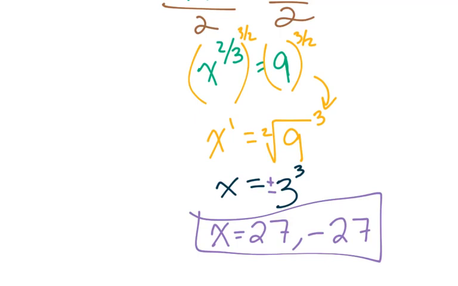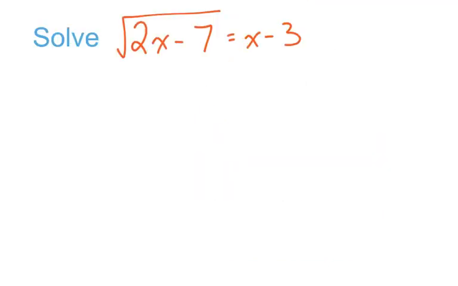which means we have two answers, positive 27 or negative 27. Our next problem, and our last problem, has something that we're going to see called extraneous solutions. So first we want to think, okay, I have this square root here. I don't want to look at a square root, so let's square both sides.